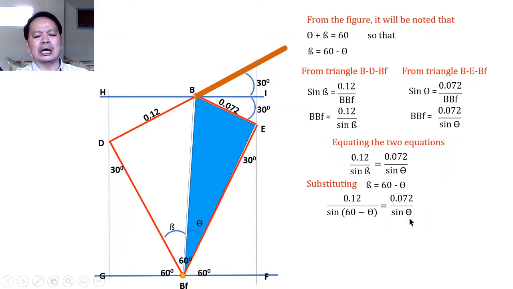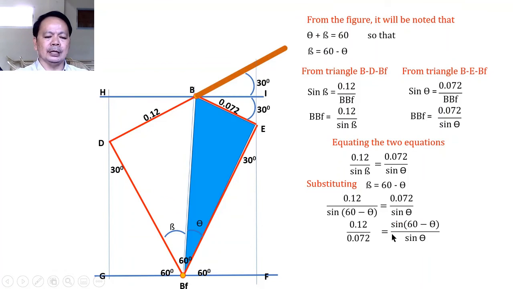Pero kung hindi mo gamit or wala kang dalang ganoong klase ng calculator, pwede pa siyang i-expand tuloy-tuloy by applying the function of the sum or difference of two angles, that is sine of 60 minus theta, di ba? So this will be simplified. Taking the ratio, cross multiply ko lang, that is 0.12 over 0.072 shall be equal to sine of 60 minus theta over sine of theta.